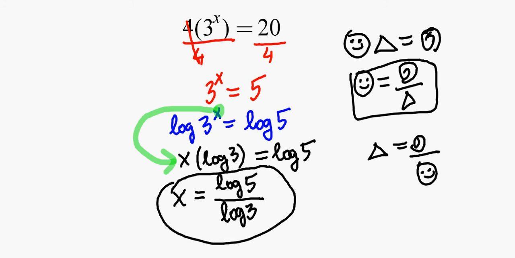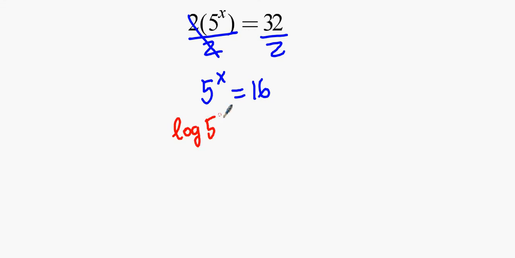Next problem. Similar, so we have 2 times 5 to the x equals 32. So divide by 2, get rid of that. We have 5 to the x equals 32 divided by 2 is 16. I'll have to use a log because I can't rewrite 16 as a power of 5. So log of 5 to the x equals log 16.